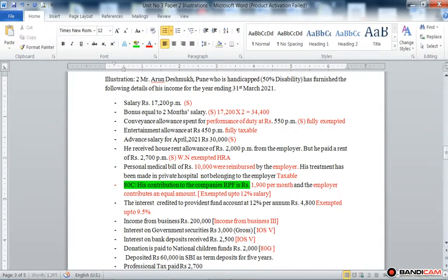Okay, so that is allowed for deduction under section 80G, that is 50%. Got it? Donation given to government for promoting family planning is allowed for deduction, that is 100% donation is allowed for deduction. Donation paid to National Children Fund, it is 50%. Okay. Deposit is also allowed for deduction under section 80C.